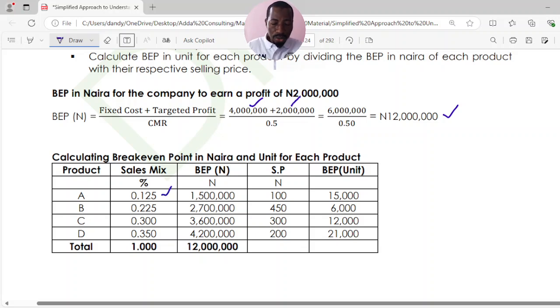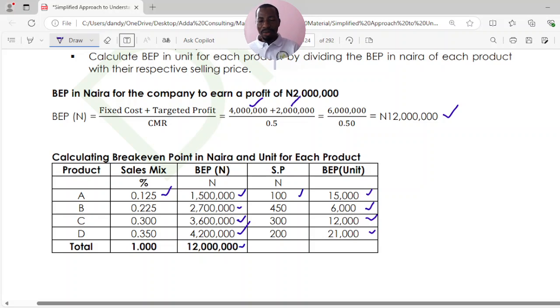So 0.125 multiplied by 12 million will give me 1.5 million. 1.5 million divided by 100 gives 15,000 units. The second one, product B, 0.225 multiplied by 12 million produces 2.7 million. 2.7 million divided by 450 naira will give us 6,000 units. 0.3 multiplied by 12 million will give 3.6 million. 3.6 million divided by 300 will give 12,000 units. Then the last one, 0.35 multiplied by 12 million will produce 4,200,000. 4,200,000 divided by 200 will produce 21,000 units.